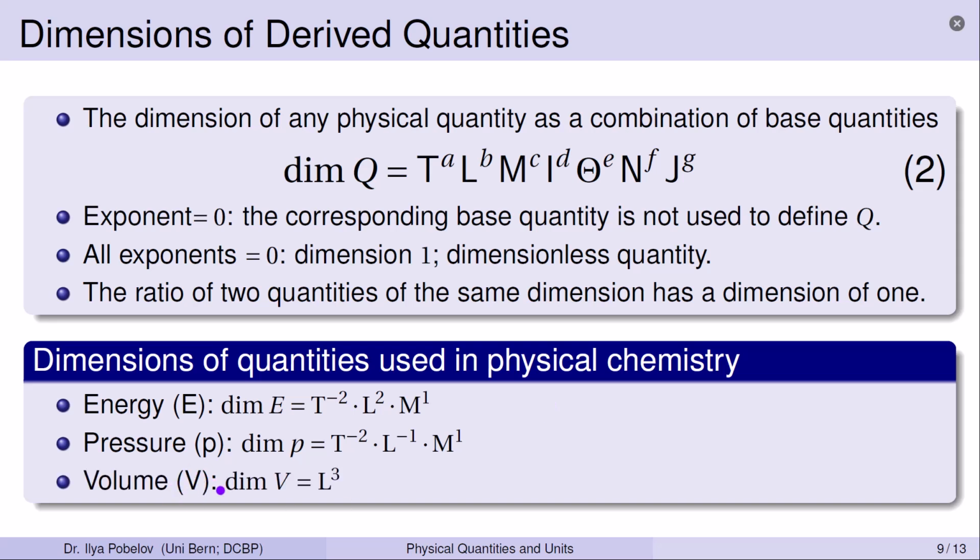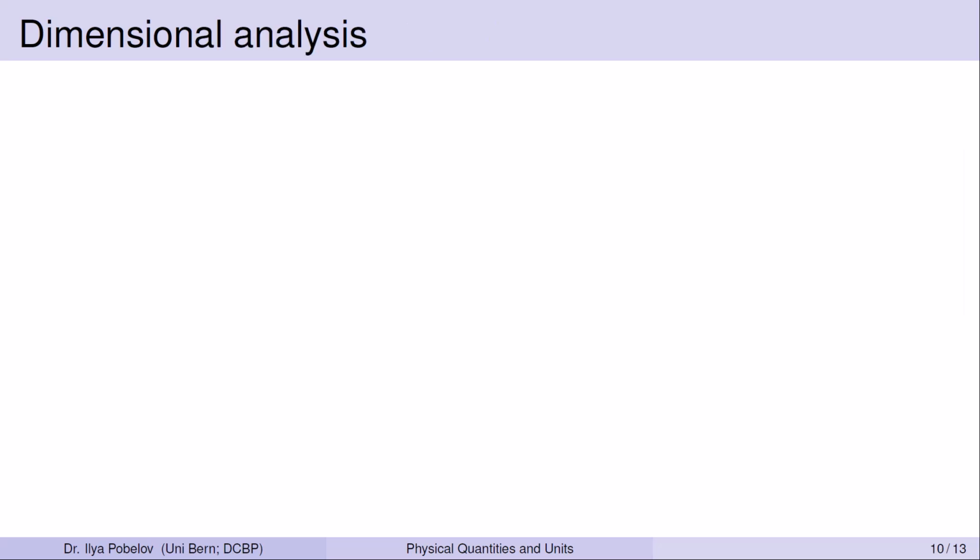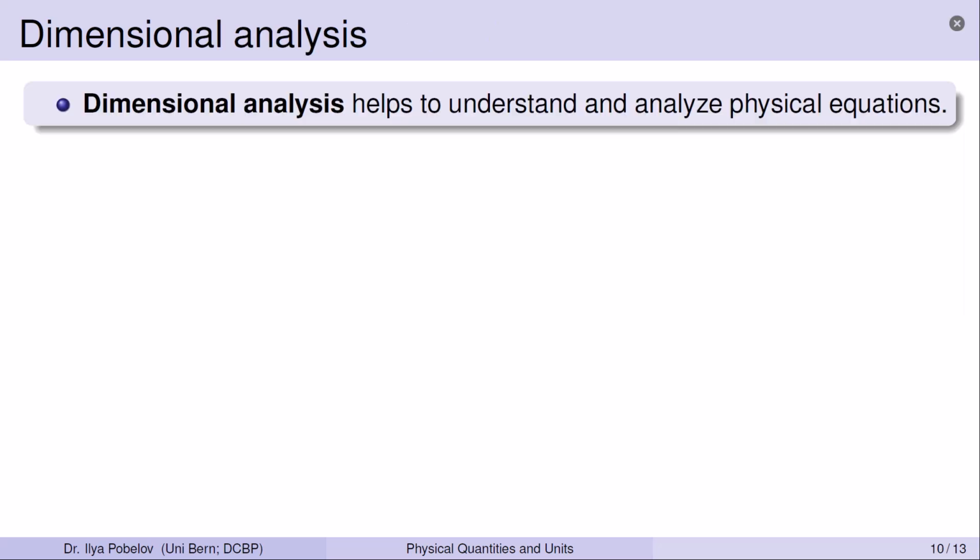Volume, denoted as V, has a dimension of length in the power of 3. And if you look carefully, you will notice that the product of pressure by volume has a dimension of energy. As I have mentioned before, the analysis of dimensions of physical quantities, dimensional analysis, can help you to understand and analyze physical equations. There are a couple of important principles in dimensional analysis that I would like to stress.